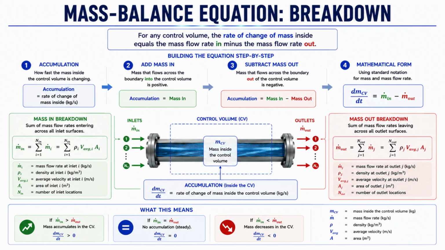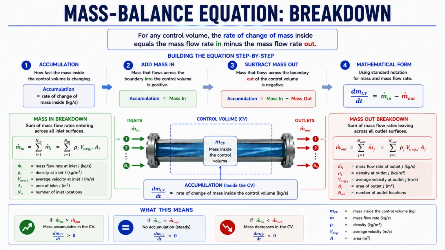Engineers summarize everything we've discussed using a simple mass balance. The rate that mass accumulates inside a control volume is equal to the rate mass enters minus the rate mass leaves. This equation isn't introducing a new physical law. It's simply a mathematical way of expressing conservation of mass.